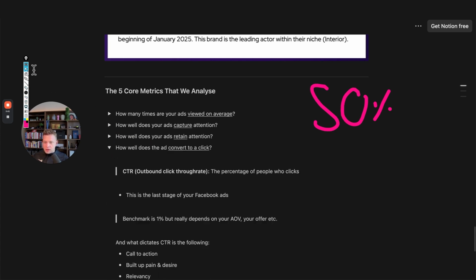And how well do the ads convert into a click, percentage-wise? This is where our CTR, outbound click-through rate, is what we are monitoring. We have a benchmark of 1%, but again, it really depends on your AOV, your offer, etc. We have clients where the AOV is like $50. Here, the CTR is obviously going to be higher than that of someone who's selling a product for $1K. So yeah, it depends on the AOV a lot.